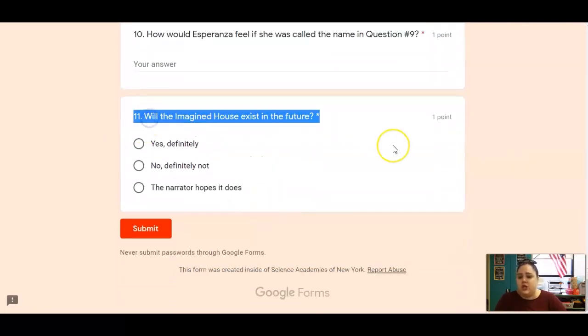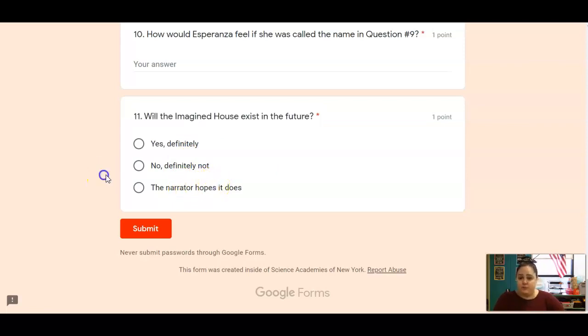And number 11, do you think the imagined house will exist in the future? Definitely, definitely not, or are we not sure, but the narrator hopes so.